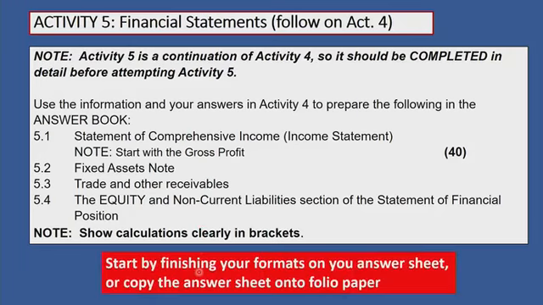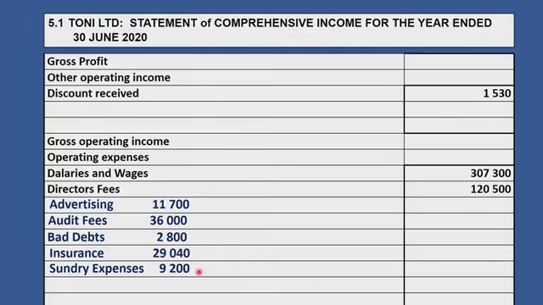So if you have finished your formats on your answer sheet, or first copy the format, it would look like this. Of course, I can't show both or the whole income statement on one page. You'll notice in this case they said, don't use sales, cost of sales. We're just going to start with the gross profit. Again, I'm not doing the whole thing. I'm showing you in which order I would be answering this.